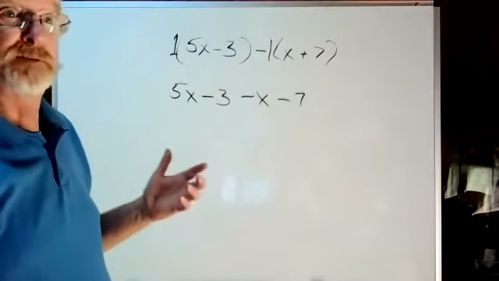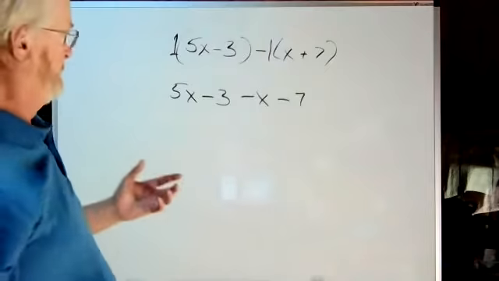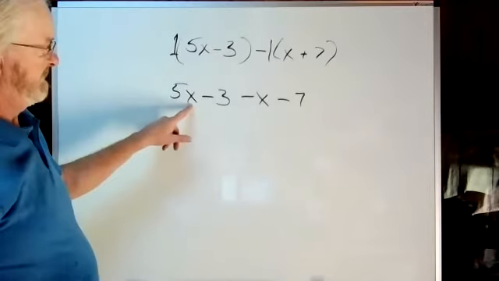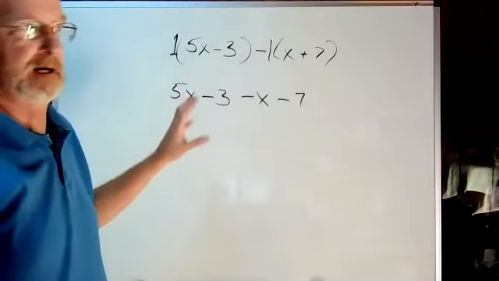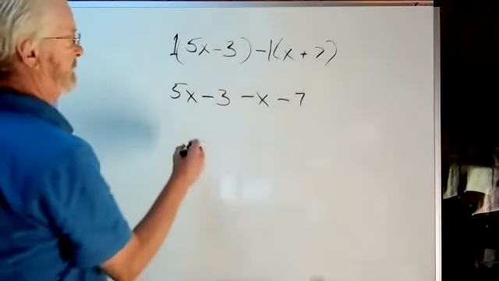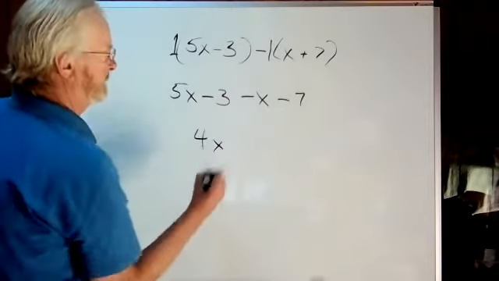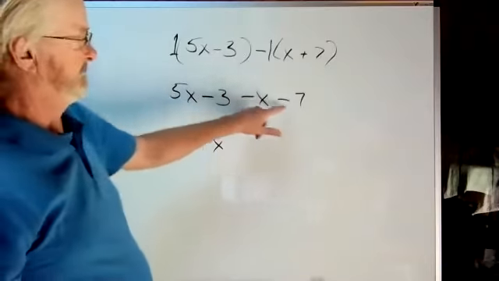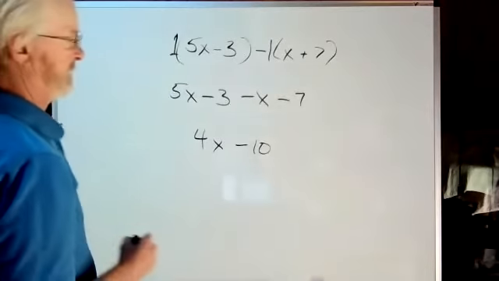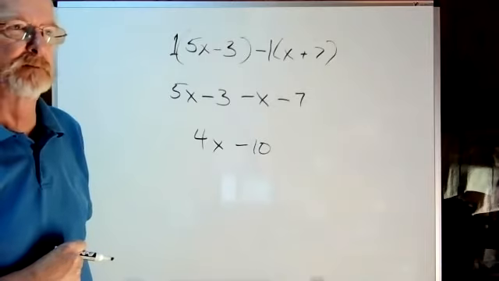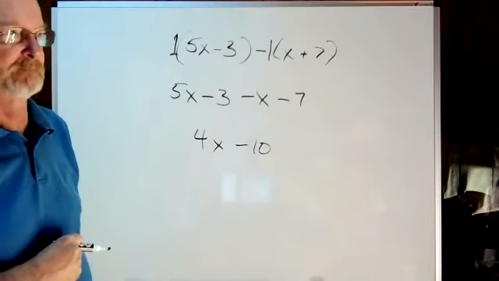And here's where I'm going to use my commutative property. I've got 5 x's, and here I'm adding a negative x. So I can just say I have 5x minus x and get 4 x's. And here I have minus 3 and minus 7 more, minus 10. Let me know if that threw you for a loop.